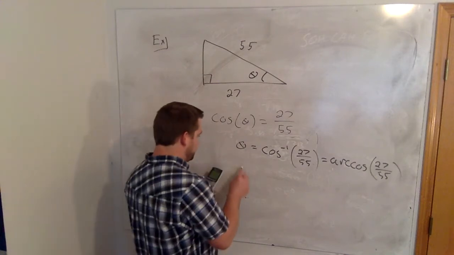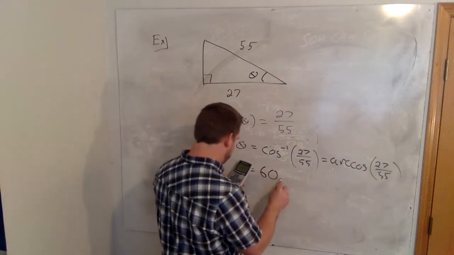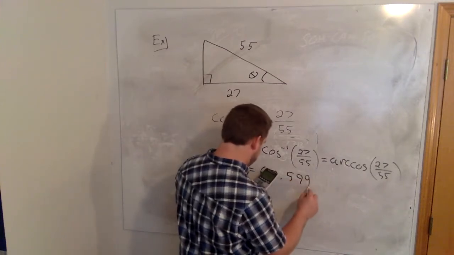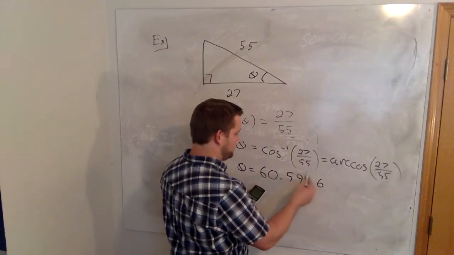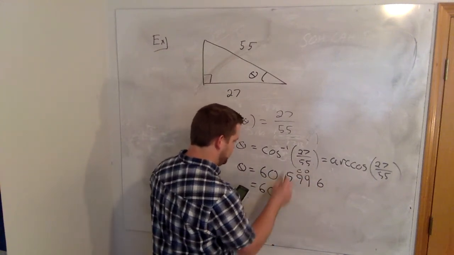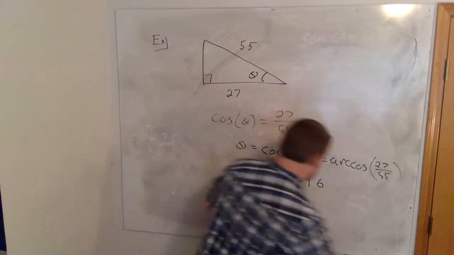I'm getting that theta is equal to 60.5996, going out to 4 places. So I'd round this number up, which would round this number up. So I would write 60.6. I guess you could put 0, 0 if you'd like.